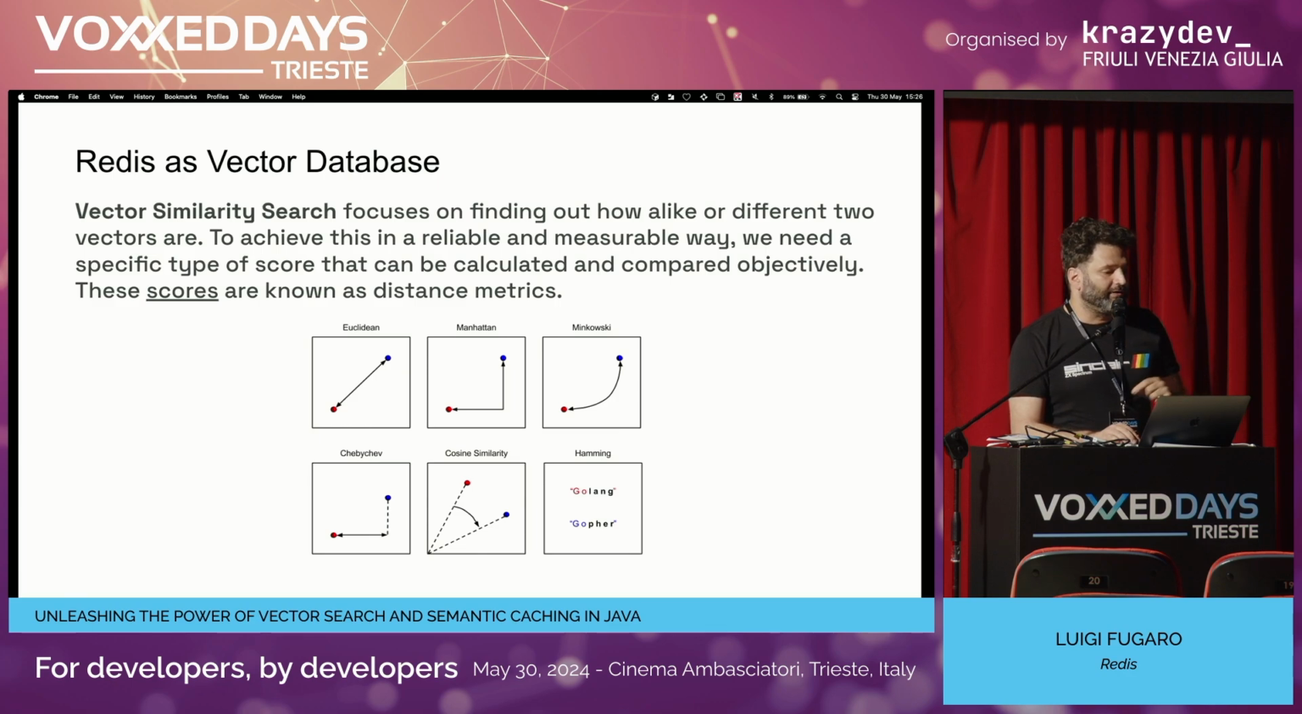Redis also gives you a functionality called vector similarity search, which is a method to calculate the distance between vectors. There are many algorithms that you can use, like Euclidean, Manhattan, cosine similarity, and so on. They all calculate a similarity score, so the metric is the distance between vectors.